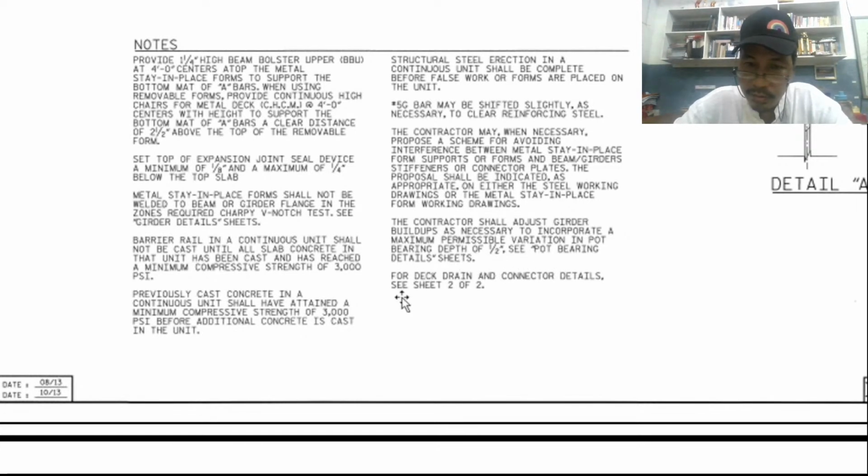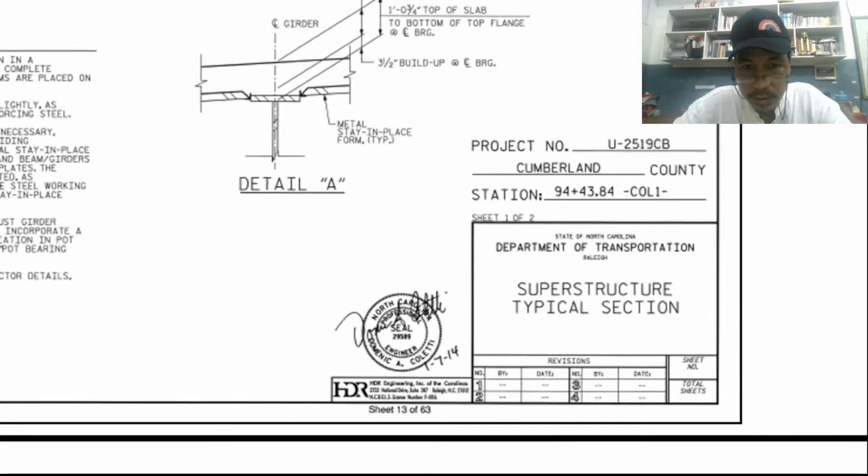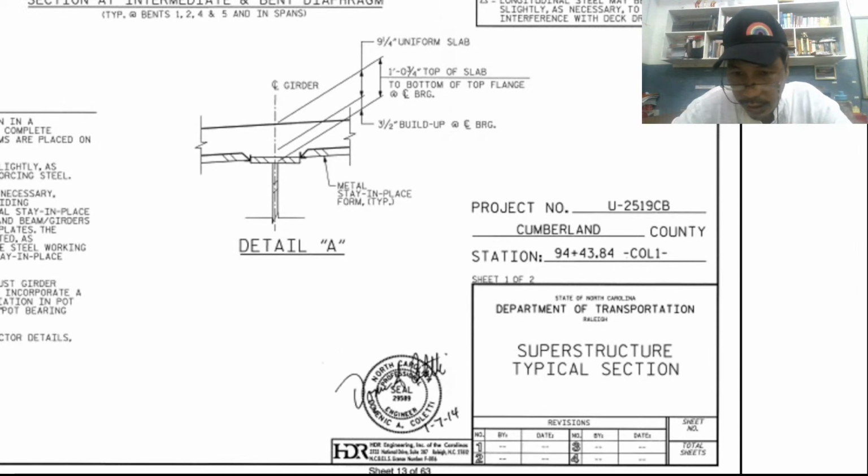So, okay, allowance. There is an allowance. For deck drain and connector details, see sheet number 2 of 2. Okay? So maybe last portion in this page, detail A. So after this detail A, we can go. So let us just finish this page. This is the last portion. Detail A. Take a look at the detail A.